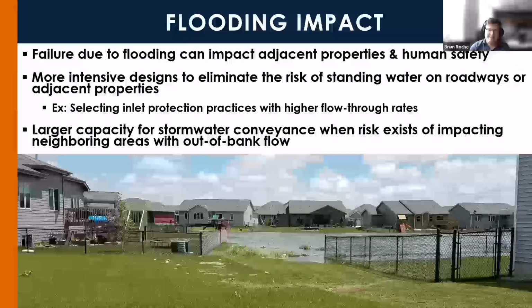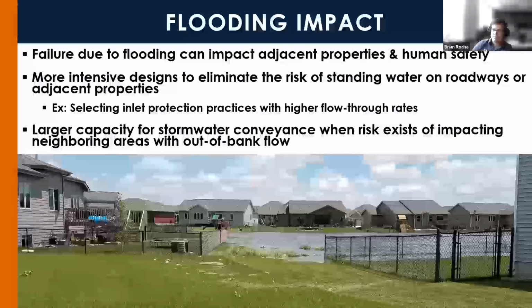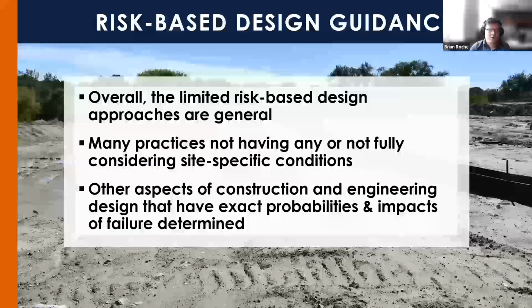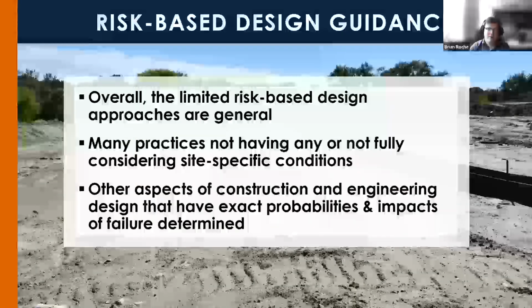An example of this is selecting an inlet protection practice with a higher flow-through rate if it's right next to a road, to make sure that traffic accidents aren't caused by standing water. Additionally, stormwater conveyance channels may require a larger capacity when out-of-bank flow can impact neighboring areas. So as a whole, we saw that the limited risk-based design guidance out there was mostly general, with many practices not fully considering risk with regards to site-specific conditions. It's especially notable compared to other aspects of engineering design, such as structural engineering, that may have exact probabilities and impacts of failures determined and calculated.